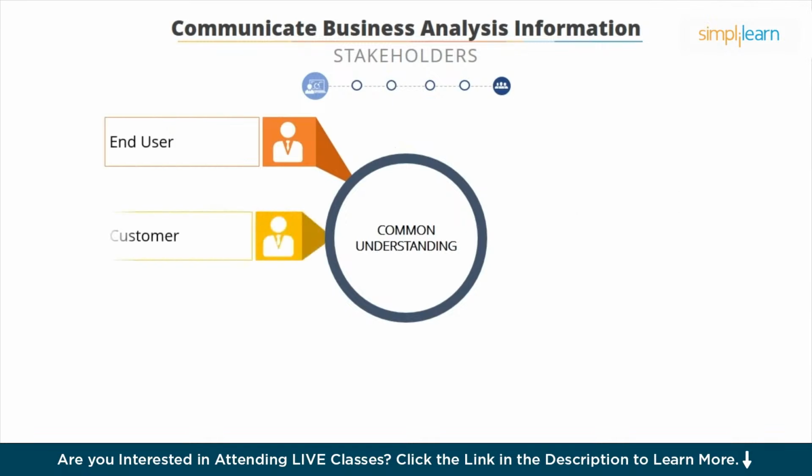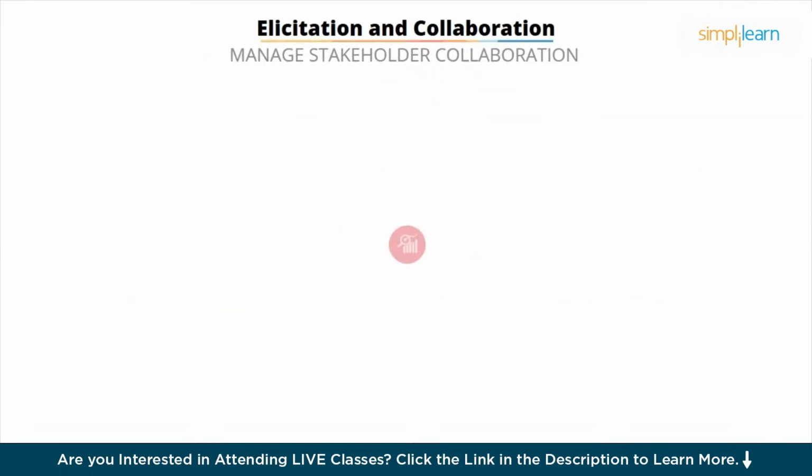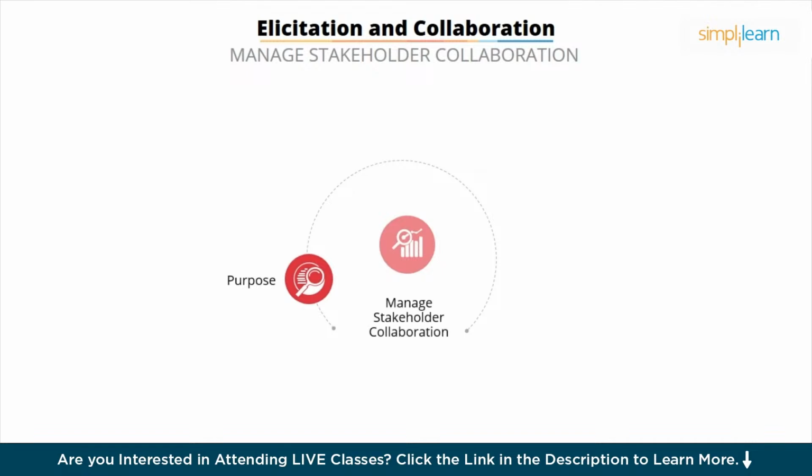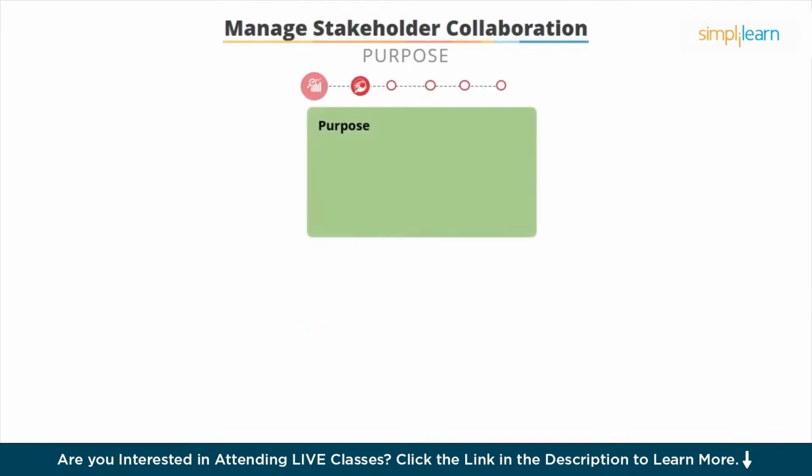The business analyst may involve all the stakeholders in this task in order to ensure all stakeholders have a common understanding. This topic will focus on the purpose of the manage stakeholder collaboration task, the elements of this task, the guidelines to be followed, the tools to be used, the list of available techniques, and lastly, the stakeholders. The purpose of managing stakeholder collaboration is to encourage stakeholders to work towards a common goal.